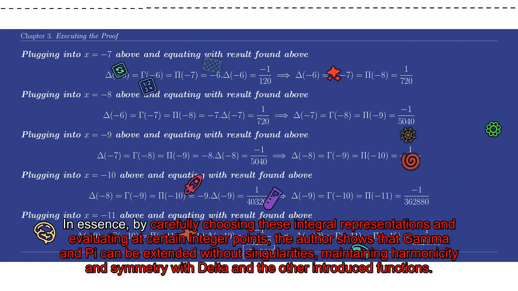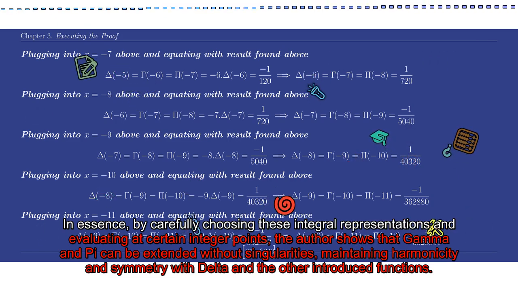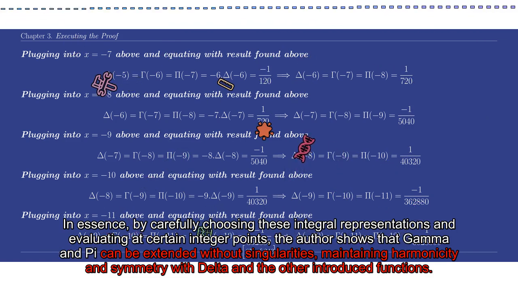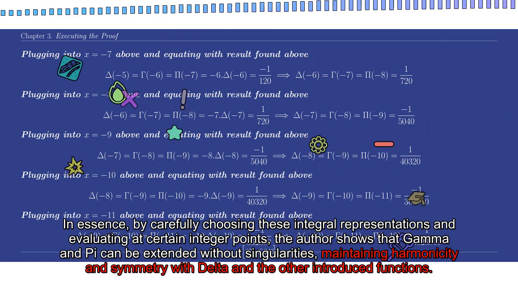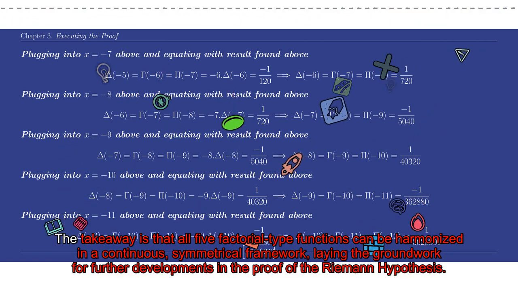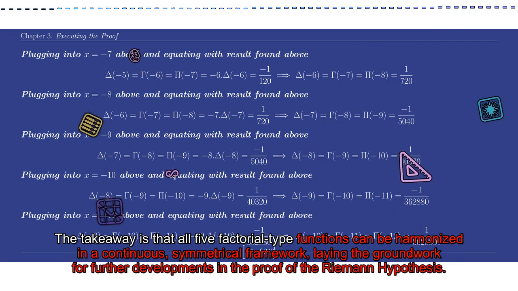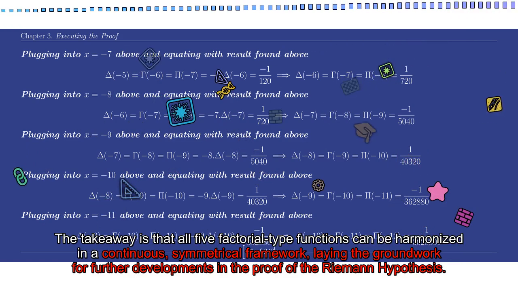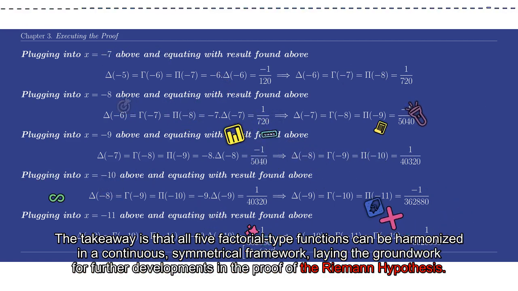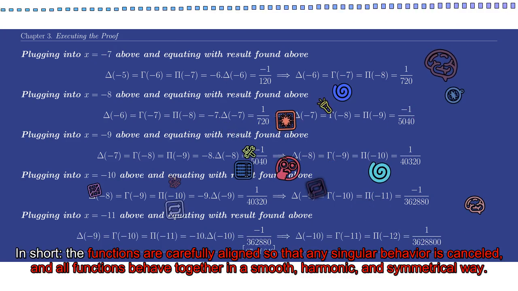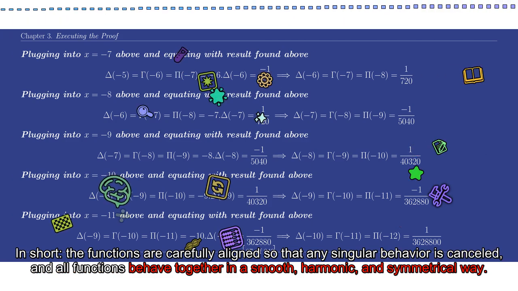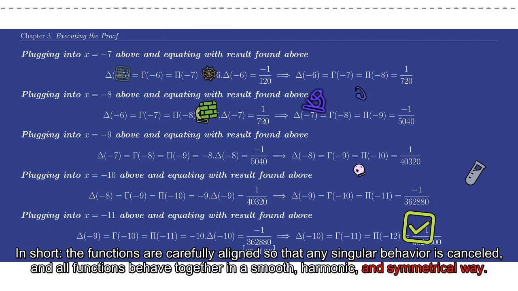In essence, by carefully choosing these integral representations and evaluating at certain integer points, the author shows that gamma and pi can be extended without singularities, maintaining harmonicity and symmetry with delta and the other introduced functions. The takeaway is that all 5 factorial type functions can be harmonized in a continuous, symmetrical framework, laying the groundwork for further developments in the proof of the Riemann hypothesis. In short, the functions are carefully aligned so that any singular behavior is cancelled, and all functions behave together in a smooth, harmonic, and symmetrical way.